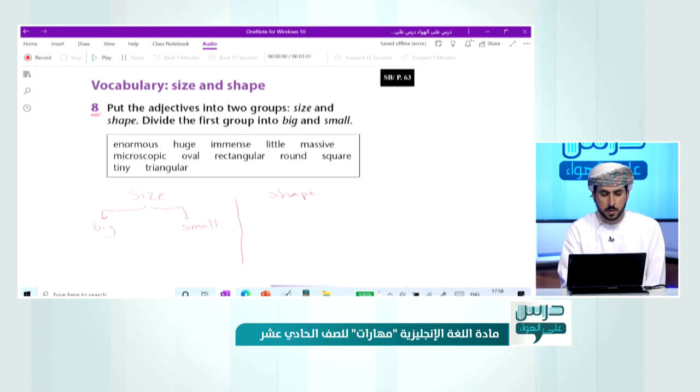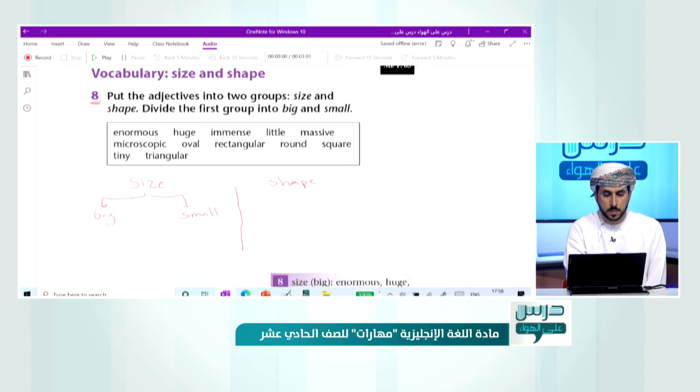The first one, enormous. In which category can we put the adjective enormous, especially if we know that the meaning of this word is very big? So it belongs to the category of size, and it is big. So write enormous here.